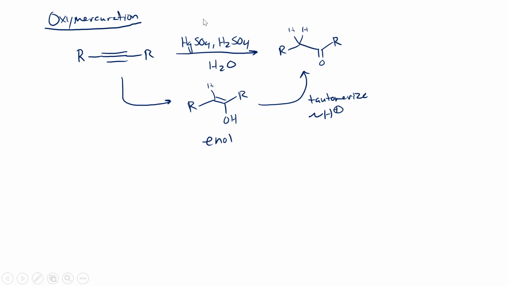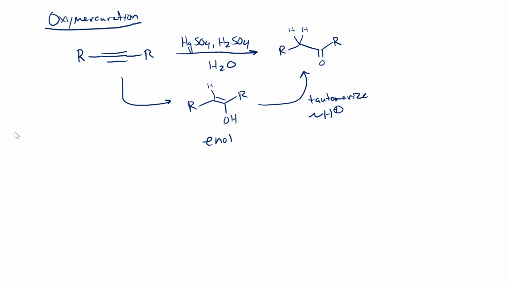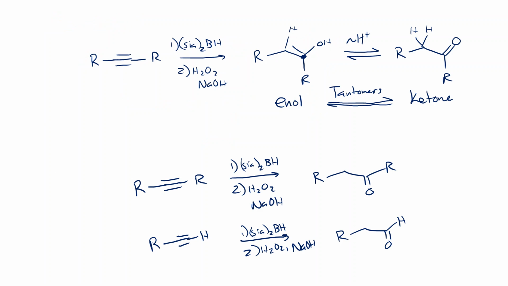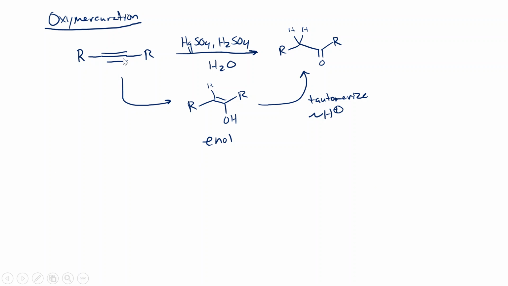Right? Our pi bond goes and attacks H plus, creates a cation. The H2O comes in and attacks that cation. We make the enol. It tautomerizes to give us H plus. Stop me if you've heard this one before, right? It's the same mechanism as we've seen a whole bunch of times. All right, so for an internal alkyne, that's basically exactly the same thing as what we did on the previous slide, right? Internal alkyne, hydroboration gives us a ketone. Internal alkyne, oxymercuration gives us a ketone.